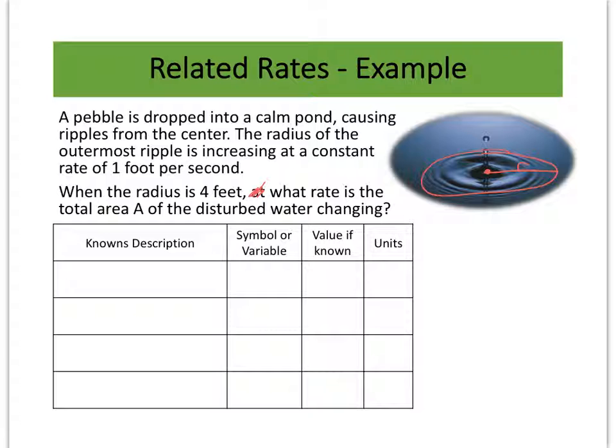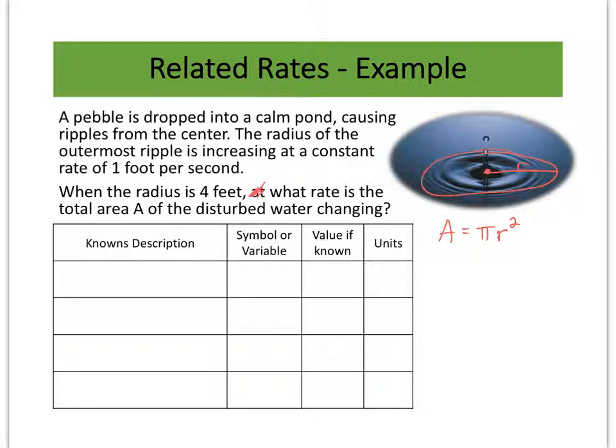So I see area of a circle. It looks like there are concentric circles moving out. I'm going to write down the area of a circle is pi r squared, because I think that's going to come in handy. So what are some of my known descriptions here?